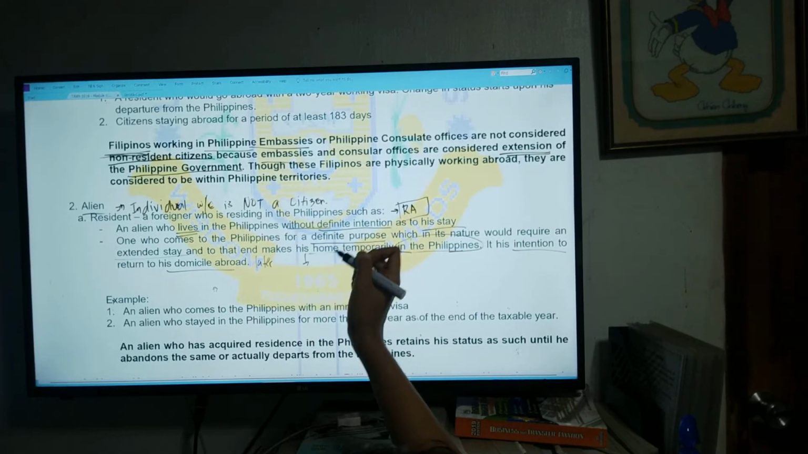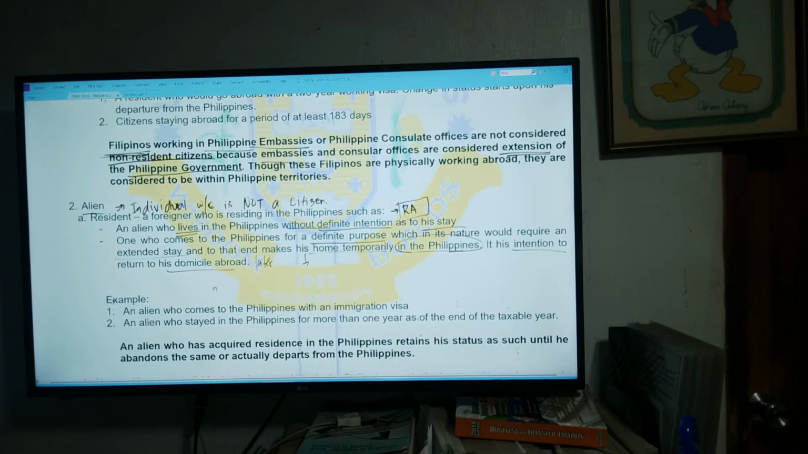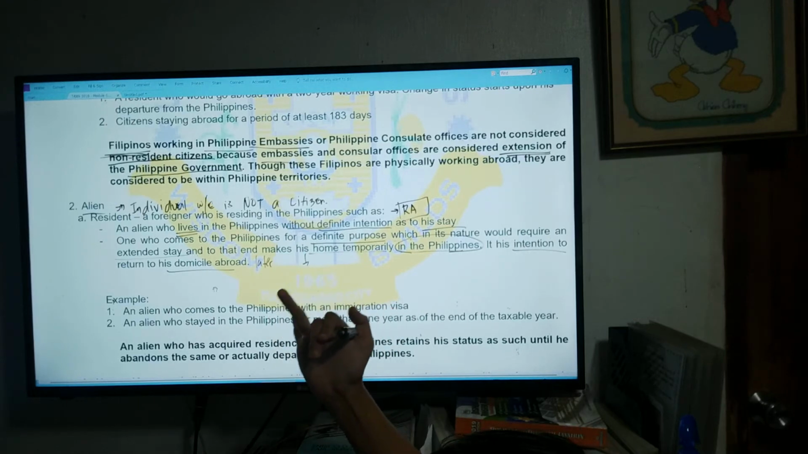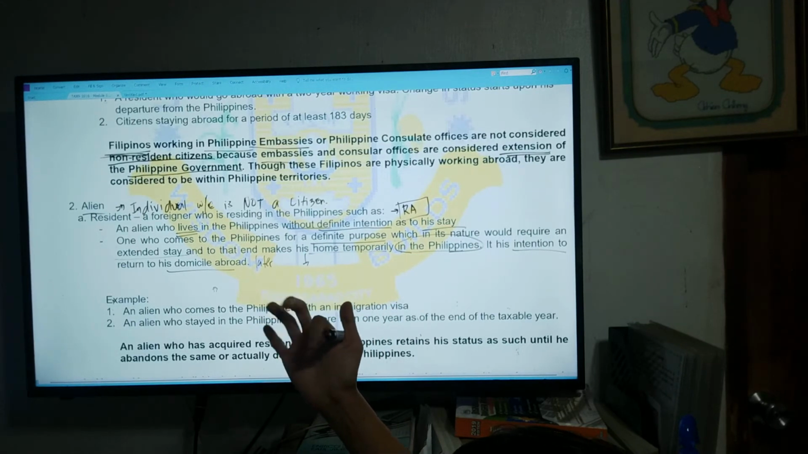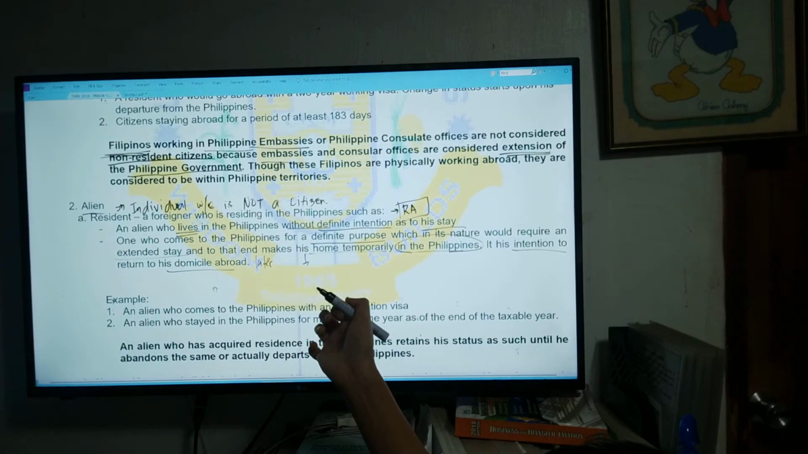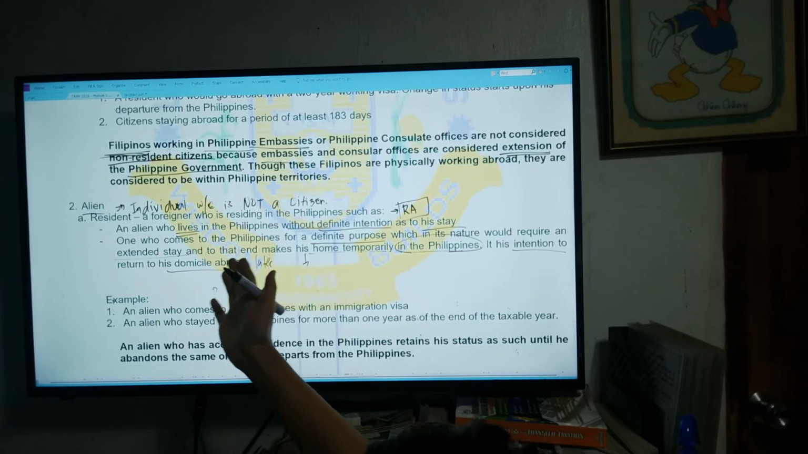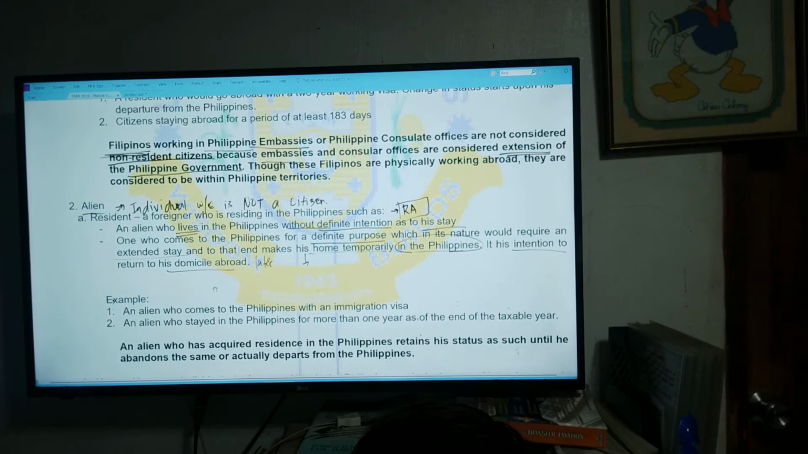So anong ibig sabihin nito? Okay? So ang definite purpose niya, meron ho siyang itinalagang parang tungkulin na gagampanan dito sa Pilipinas. Maybe as a worker, for example, 'di ba? As an employee, or as a diplomat, ganyan. And this definite purpose requires him to stay in the Philippines for long enough. So siguro more than a year, 3 years, 5 years, ganon. And okay, because of this, na matagal siyang kailangang manirahan dito sa Pilipinas, malamang kailangan niyang mag-establish ng residence niya dito sa Pilipinas. And that makes them a resident alien.